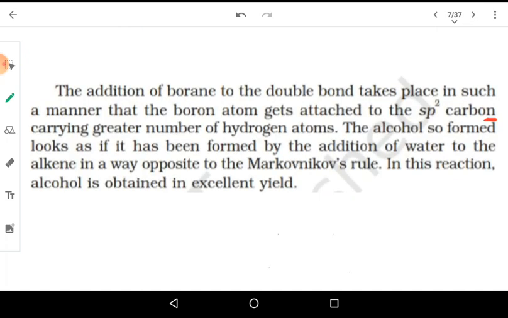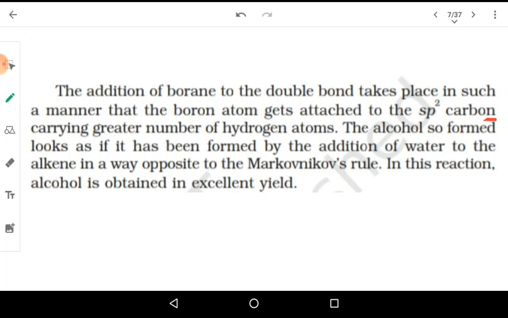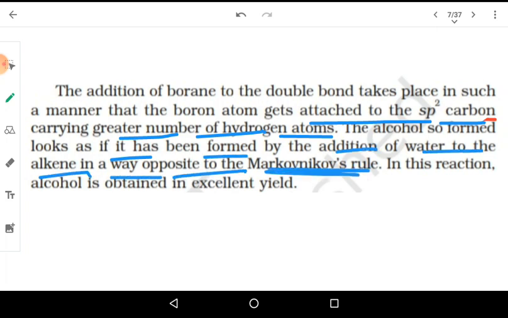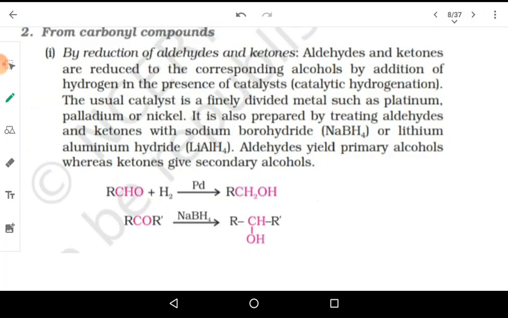This is a paragraph which is given at the end of that hydroboration oxidation. Let's just quickly go through this. Addition of borane to the double bond takes place in such a manner that the boron atom gets attached to the sp2 carbon carrying the greater number of hydrogen atoms. So that is known as anti-Markovnikov's addition. The alcohol so formed looks as if it has been formed by the addition of water to the alkene in the way opposite to Markovnikov's rule. In this reaction, alcohol is obtained in excellent yield. So this is important. It is against Markovnikov's rule, or we can say it is anti-Markovnikov's rule.